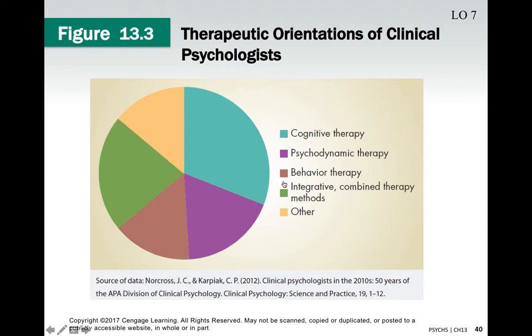Here is the typical approach, kind of the pie chart. This is from 2012, so I imagine maybe some of this has changed a little bit, but probably not incredibly too much. We see cognitive therapy seems to be the biggest chunk of the pie, then behavioral therapy, integrated combination methods. If we combine those three together, we're looking at over two-thirds of the pie, just between cognitive, behavioral, or some combination of the two. Psychodynamic used to be a huge chunk of the pie. Now it's a good size, but not quite as much as it used to be.